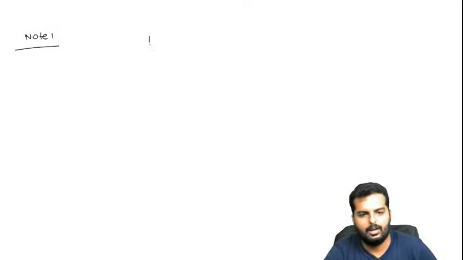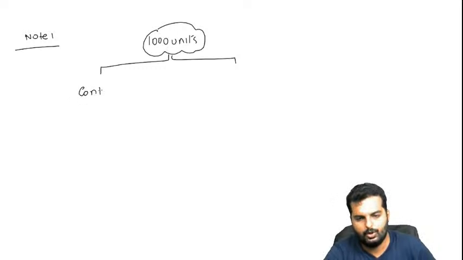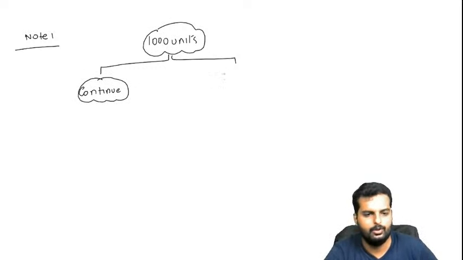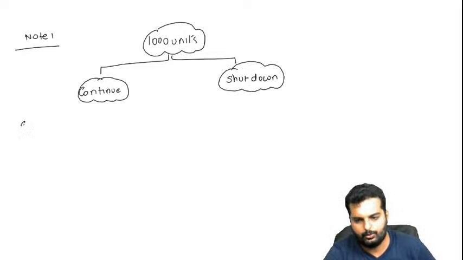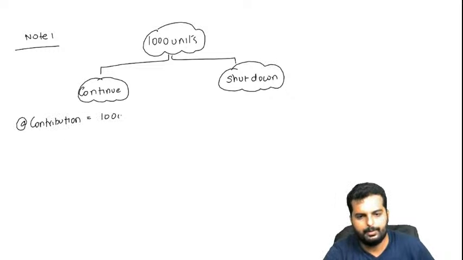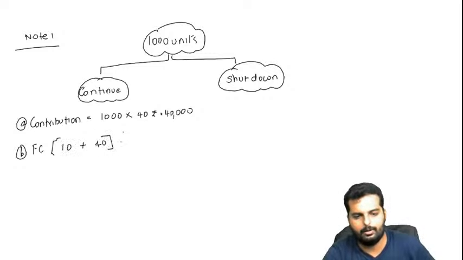Note number 1. Now we are selling only how many units over here? 1000 units. Once you sell 1000 units, we are having two options. Option 1 we can continue. Option 2 we can shut down. If I continue, I will get some contribution, correct? The contribution would be 1000 into 40 rupees, right? I am getting a contribution of 40,000. My fixed cost will be both avoidable and unavoidable. That turns out to be 50,000.